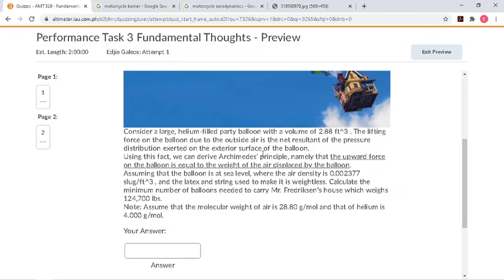So consider a large helium-filled party balloon with a volume of 2.88, lifting force, okay, so 0.002377, and the weight of the house is 124,700. So assume that the molecular weight of air is 28.80 grams per mole, and that of helium is 4 grams per mole. So how do we do this?